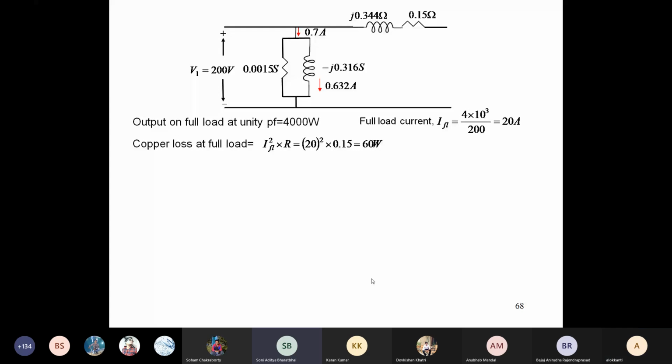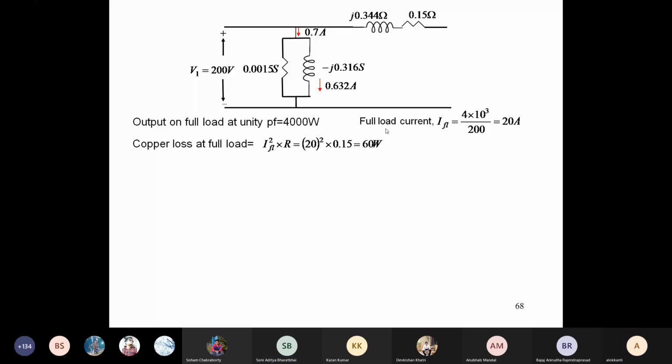Sir, why did we not take the current as 19.3 ampere and we took it as 20? Means we could have subtracted the current going in the shunt branch, 0.7 ampere, and then taken 19.3, which would be more accurate since you have calculated that current. Yeah, but this is the full load current, because this is the current that is delivered to the load. The load is actually taking 20. So the primary current will be higher. Yes, sir. Okay, sir. So this is the copper loss.